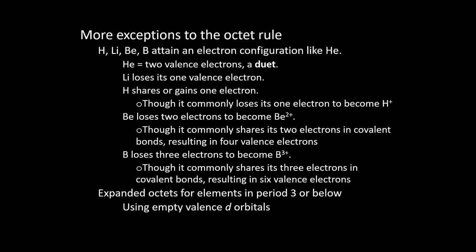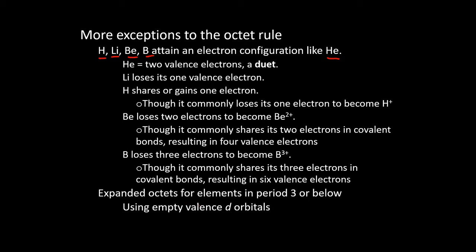There are a few other exceptions to the octet rule that I'm going to cover here just very briefly. So helium, lithium, beryllium, and boron are all exceptions to wanting an octet. They would rather be like helium. The main reason just being that they're very small. They're closer to helium than anything else. And so it's actually easier for them to go down to be the same as helium than it is for them to go up to be the same as neon.